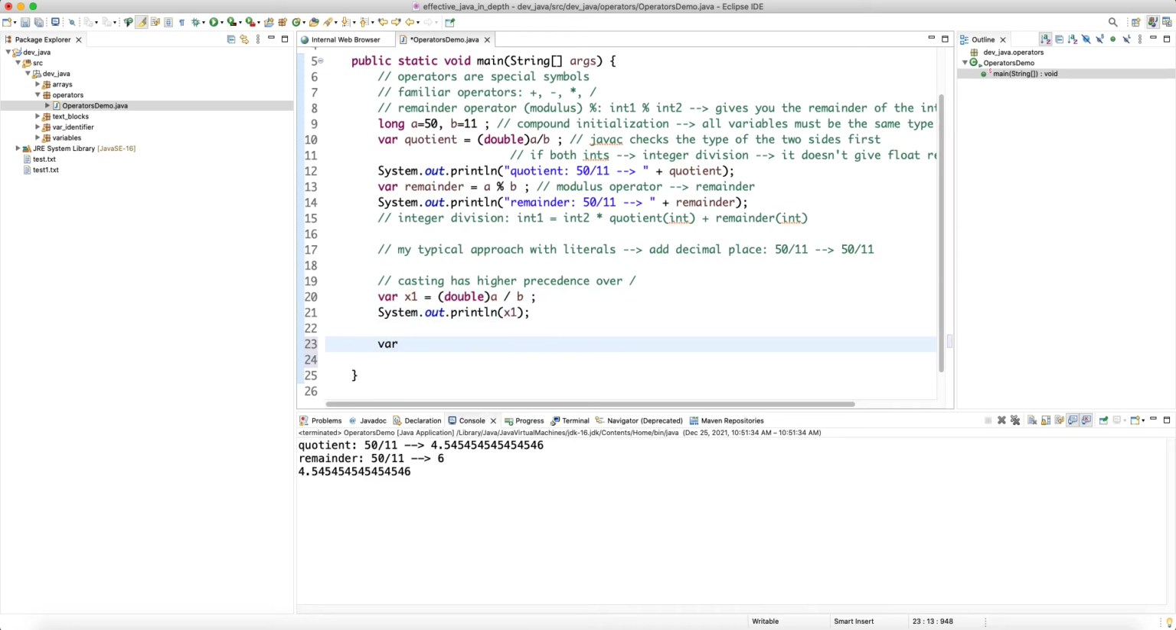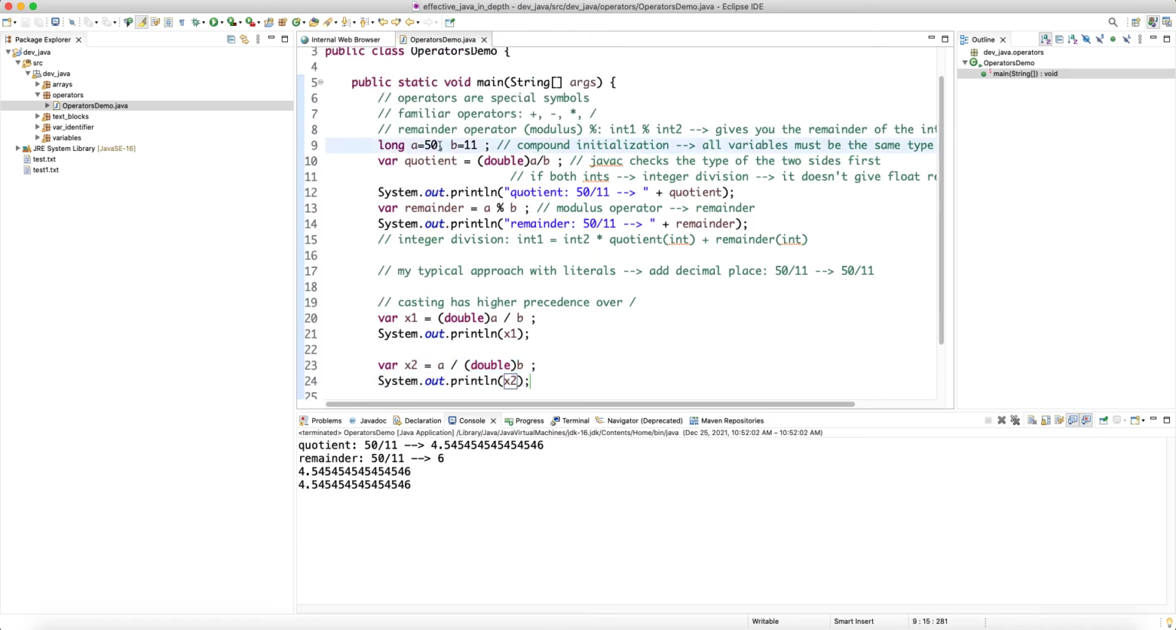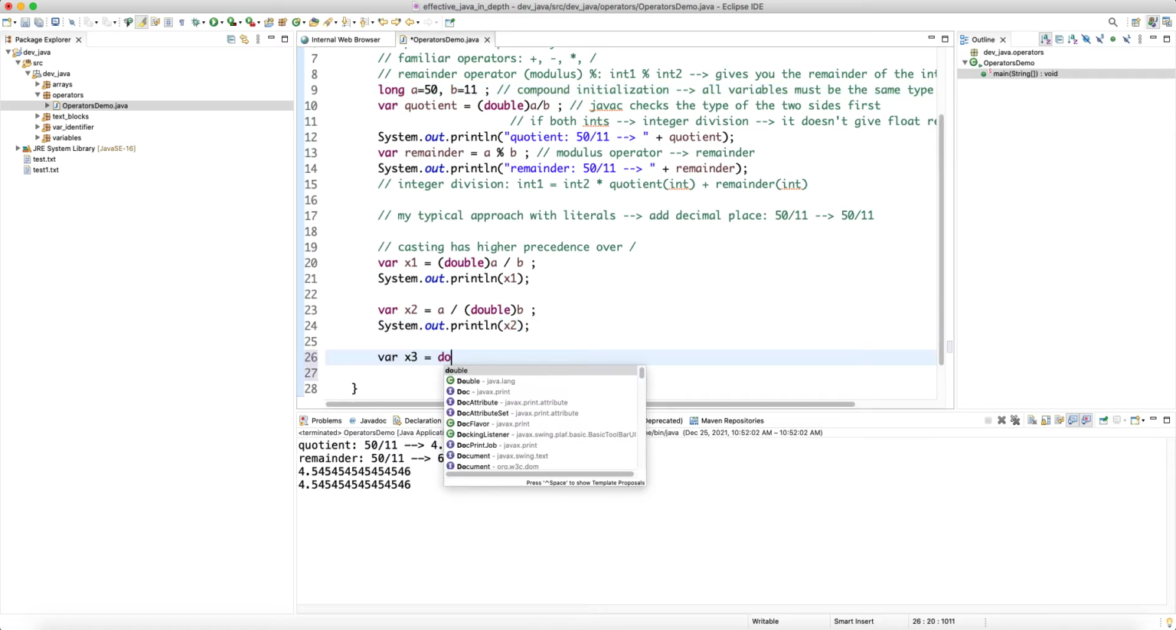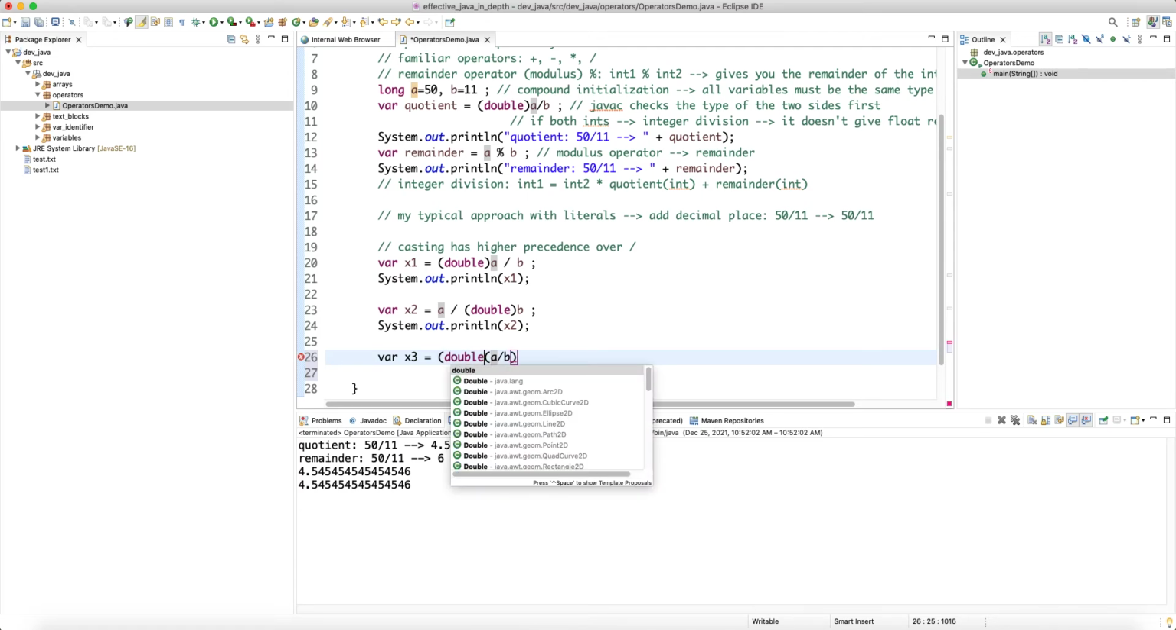Now what about x2? Instead of saying double A over B, I could also use double A over basically A over double B. So I promote B to double, semicolon, and then sys out x2. This also works fine. So you can promote any of the long variables or integer variables A and B to double. And what about var x3? I do the division first and then convert it to double. So I have to get the result first and then convert it to double.